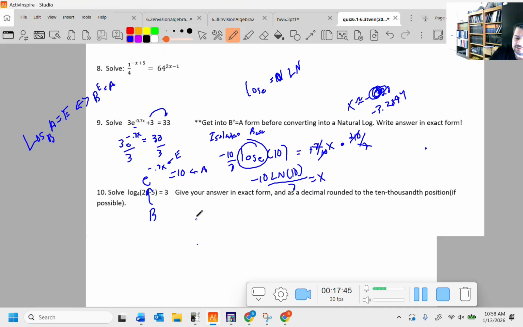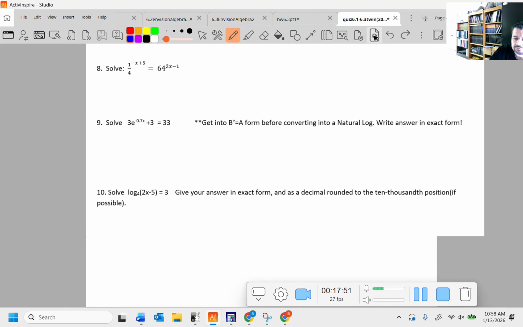All right, what do we got next? Number 10, which is where I'm going to stop today because I still need to do a homework video and a lecture video at some point in time. Solve log base 4, argument 2x minus 5 equals 3. Give your answer in exact form and as a decimal rounded to the 10,000th position if possible. So let's see what happens with this one. And again, it's all about log is bay. Just stick with that and trust me on that one.